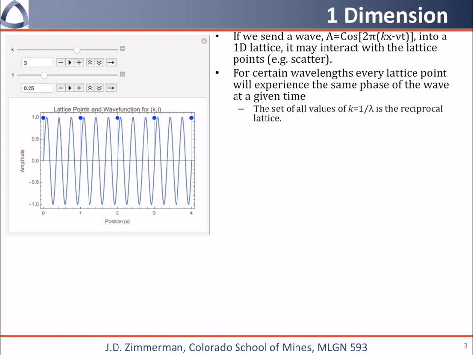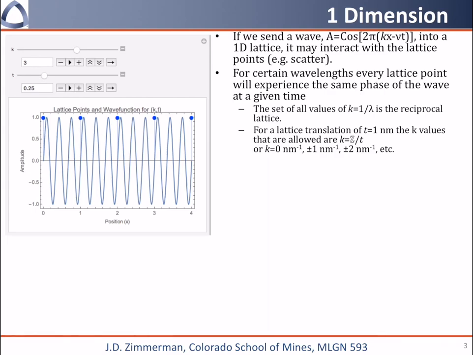For this set of waves where every lattice point sees the same phase, instead of using the wavelength, we're going to use the wave number. This is k, which is equal to 1 over the wavelength. And these k values for the set of all waves so that the lattice points experience the same phase is going to define our reciprocal lattice.